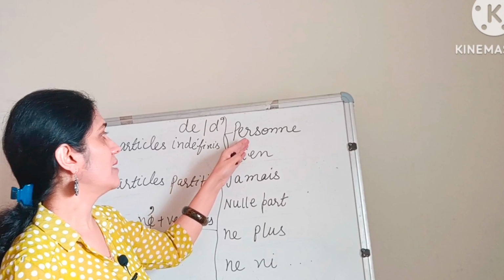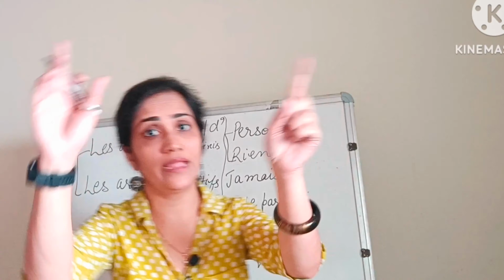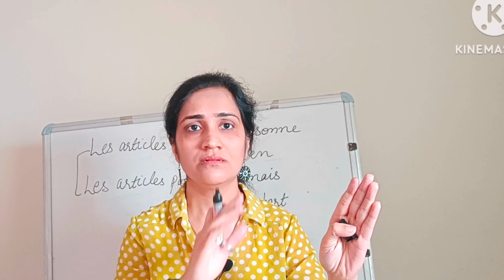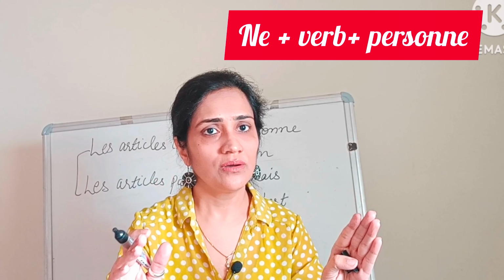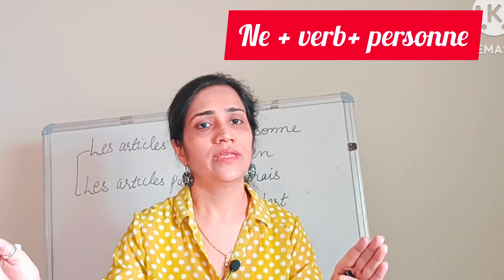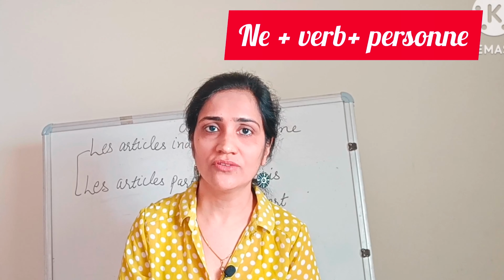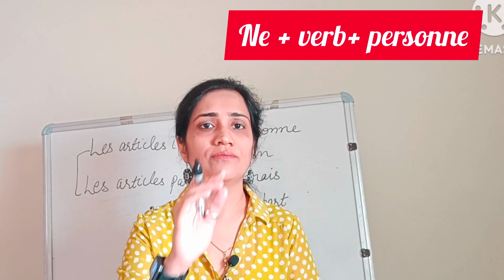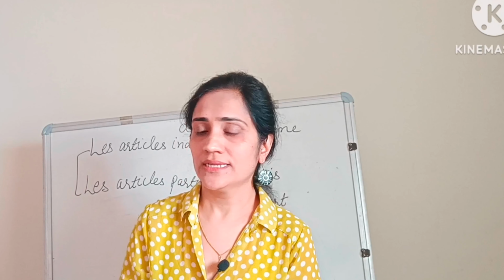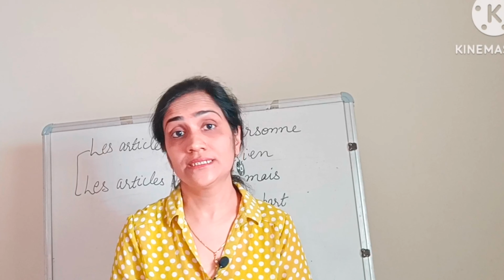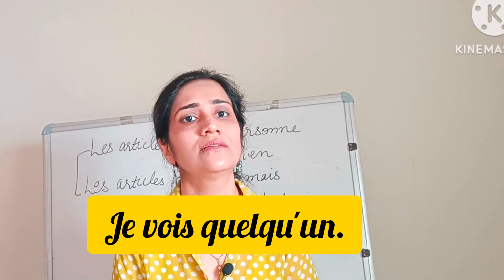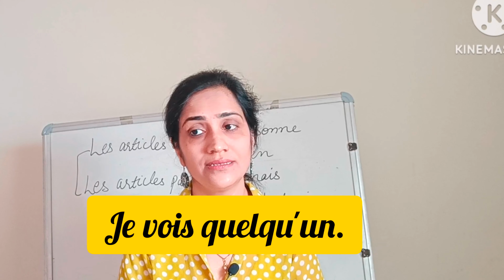So let's take the example if we are using personne at the end. Then the pattern will be subject, ne, then verb, and then at the last you have to use personne. So ne, verb, and personne. Let's take the affirmative sentence first of all. I see somebody. Je vois quelqu'un. Je vois quelqu'un. I see somebody.